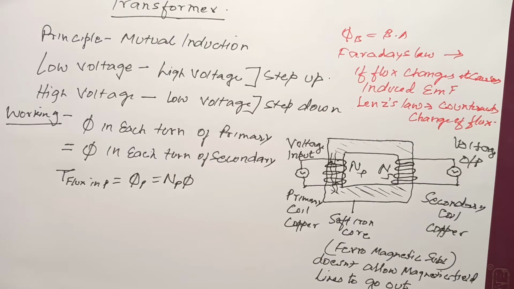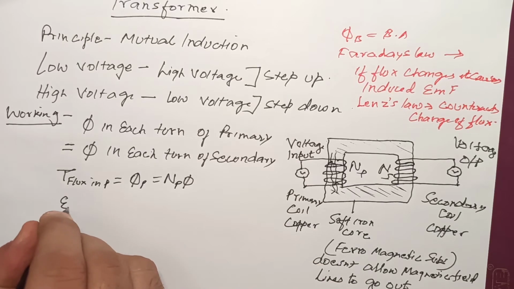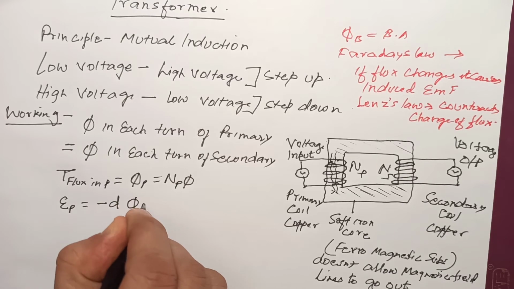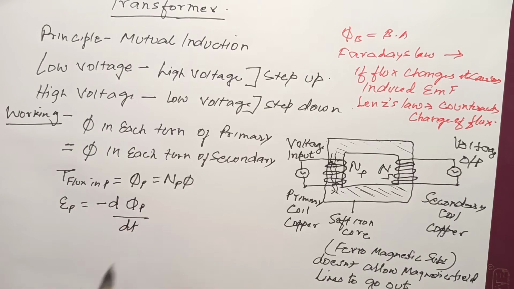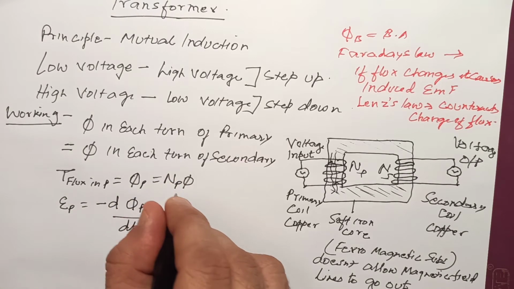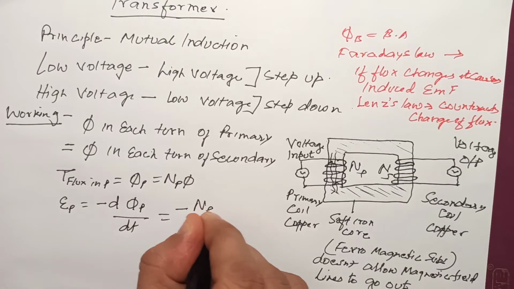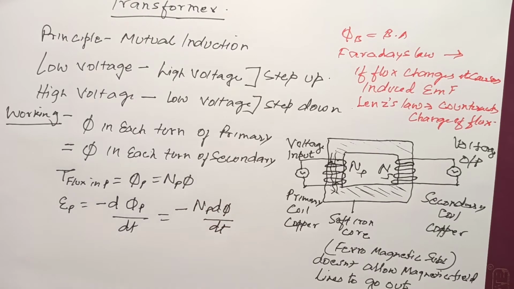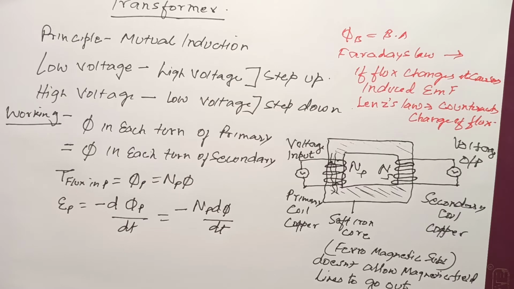Now, what is the induced EMF in the primary? The induced EMF in the primary is equal to minus d phi p by dt, which, since NP is constant, is minus NP d phi by dt.